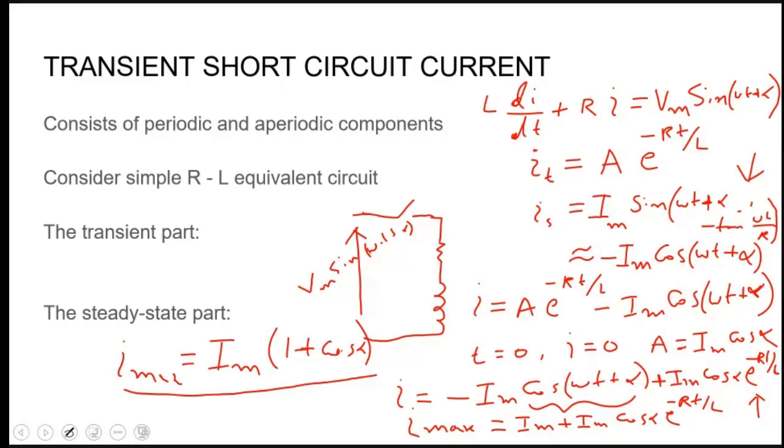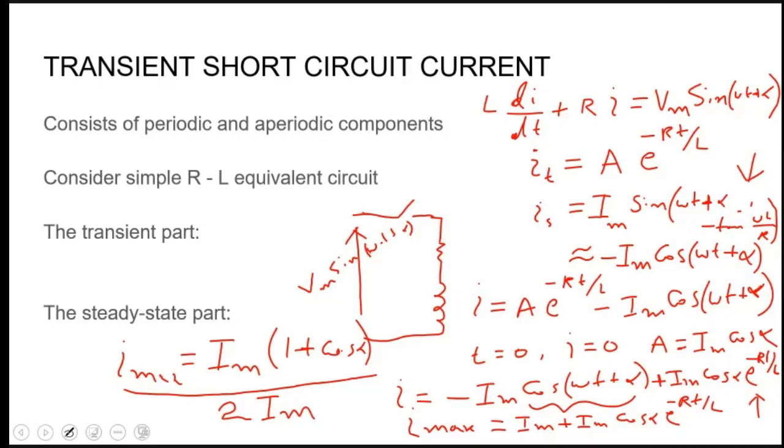Now, this alpha is of course the phase angle. If we switch at alpha equals 0, then what will happen? The current will be 2 times. This gives 2 times Im, sorry, 2 times Im.